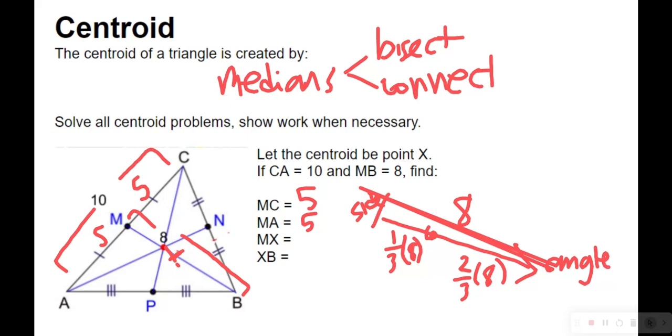So let's see, 2/3 of 8 is 2.66666, so 2.67. And then, sorry, 1/3 of 8, what am I saying? 1/3 of 8. And then 2/3 of 8 would be 5.33333, so 5.33. Hopefully that makes some sense. At least you know they're not equal to each other, right?